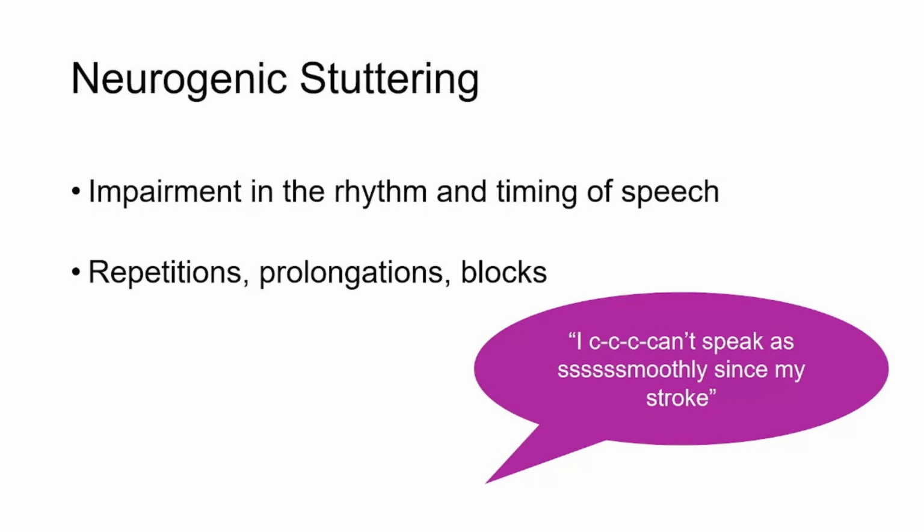And essentially we treat it in the same way that we treat typical developmental stuttering. We use the same approaches to treat neurogenic stuttering. I'd have to say, I don't know statistics off the top of my head, but it's not that common. In the last 18 years, I've probably only had 4 or 5 patients with neurogenic stuttering post-stroke, but it does happen.